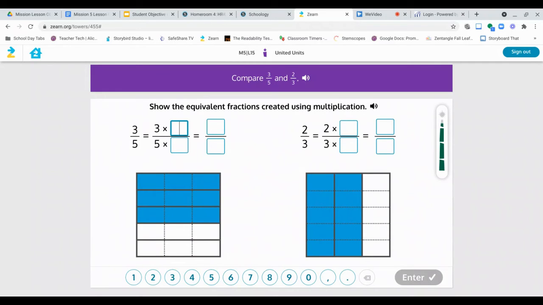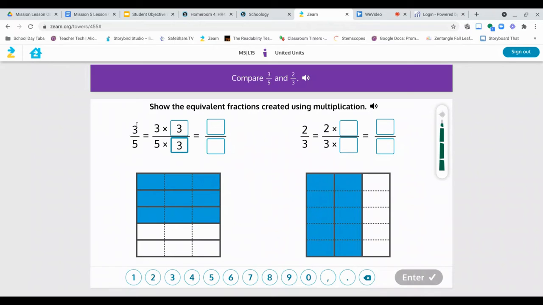Now, it wants me to show the equivalent fractions created using multiplication. So what did I really do there? All right. What I did was I multiplied or partitioned by that opposite denominator, right? So in this case, remember, I had 3/5, and I looked at the opposite denominator, which was 3 or thirds, and I broke it down into that many rows. That's the same as me multiplying it by that opposite denominator.